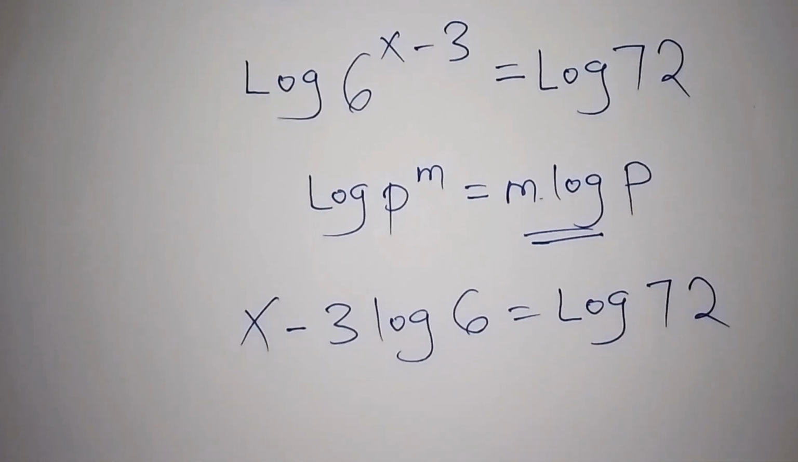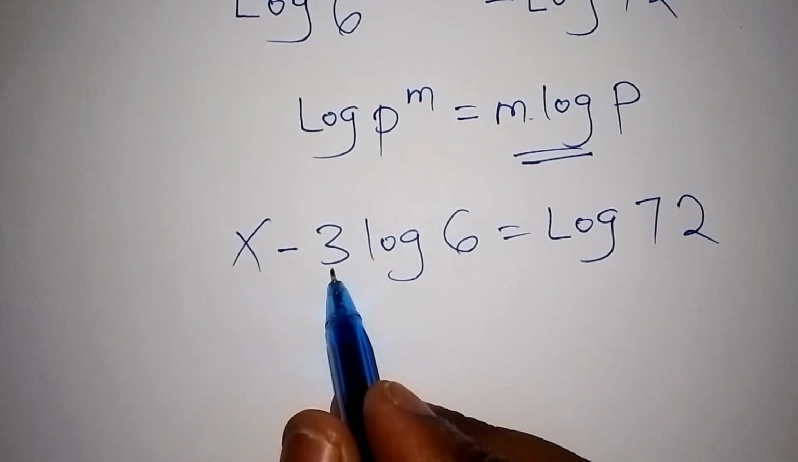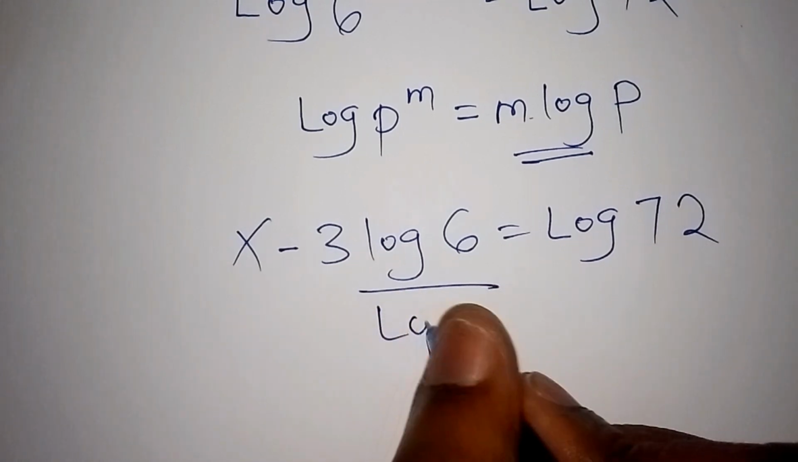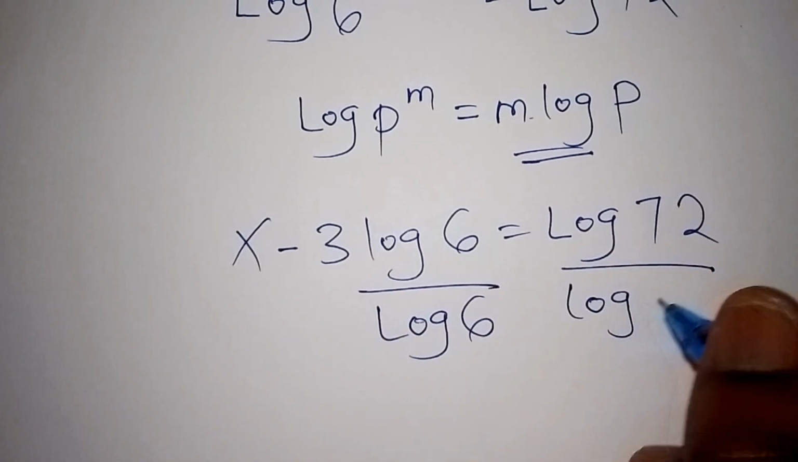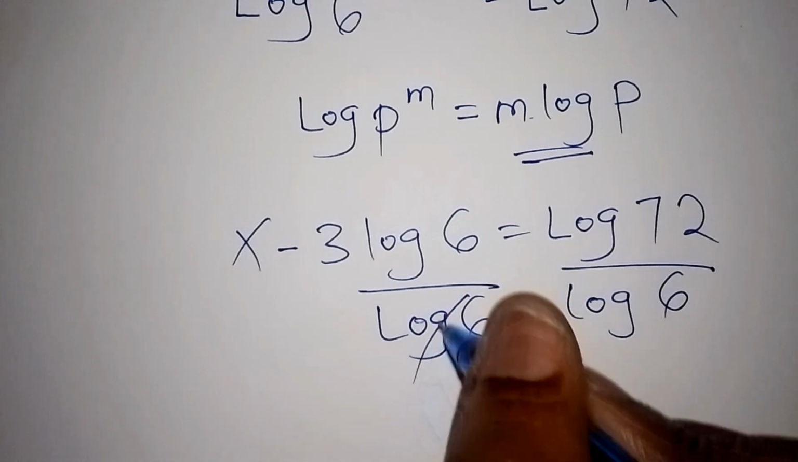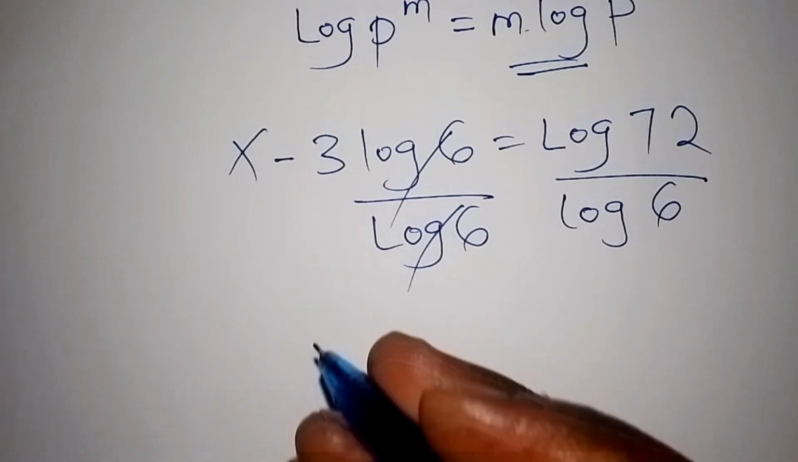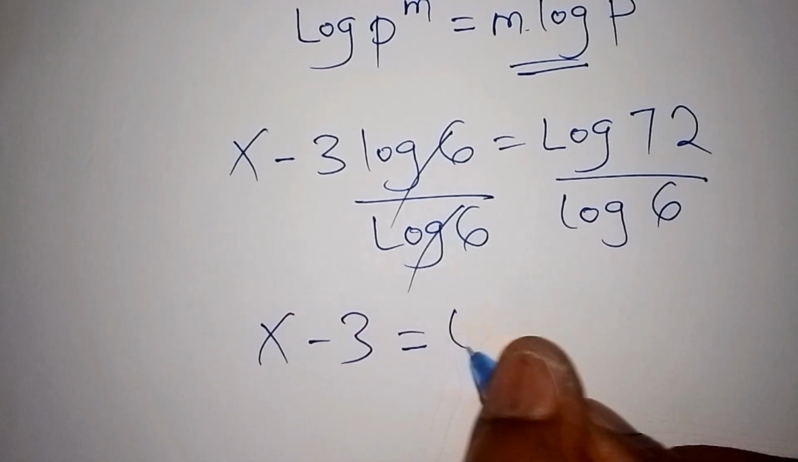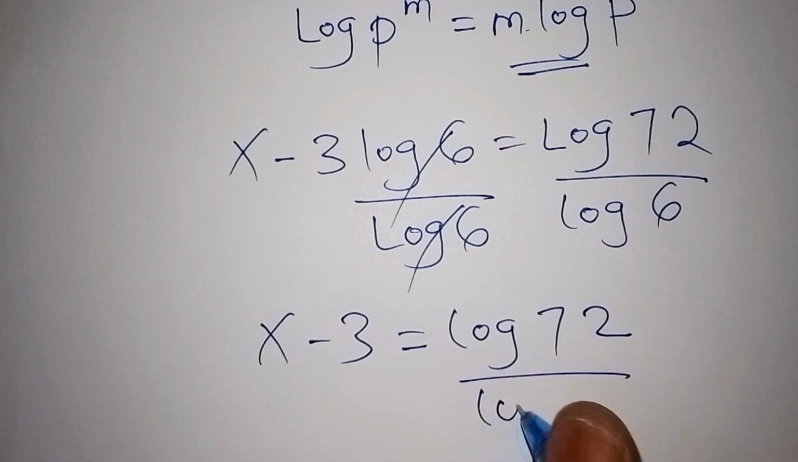So we shall be forced to divide both sides by the log of 6 so that we remain with x minus 3 on this other end. So here we shall divide by the log of 6, this side also by the log of 6, so that the log of 6 and the log of 6 shall cancel each other. So meaning that we shall have x minus 3 is equal to the log of 72 all over the log of 6.